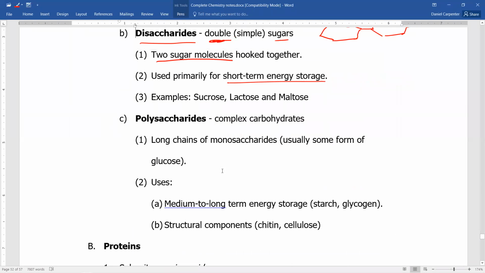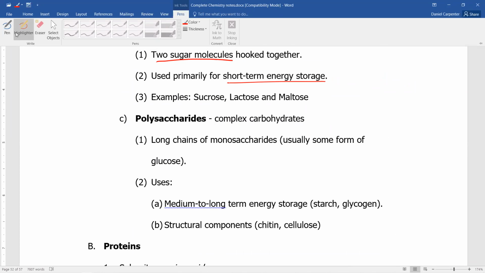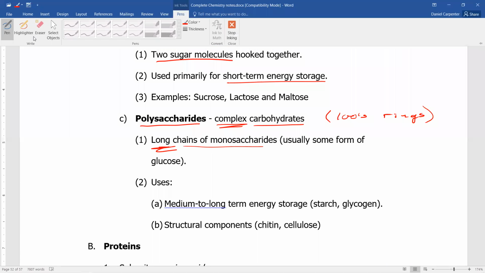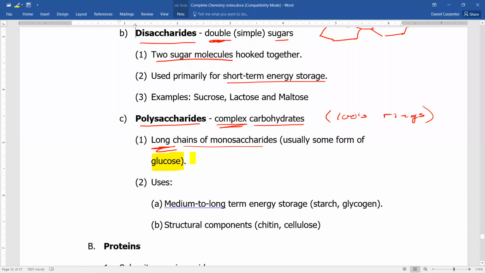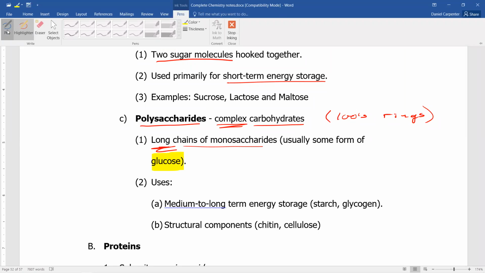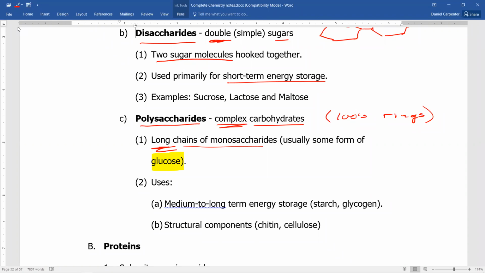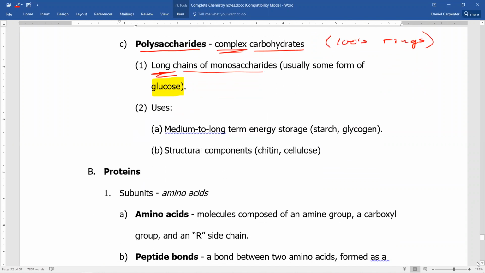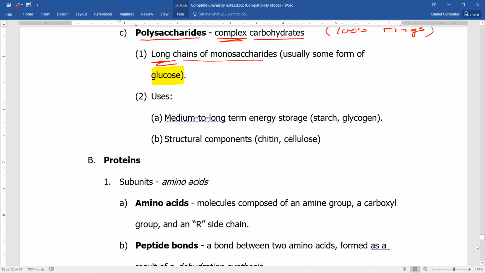And then we had the polysaccharides, which were the complex carbohydrates. These are up to hundreds of rings hooked together. Long chains of monosaccharides, usually glucose. It may be always glucose, but one thing I've learned in science is as soon as you say always or never, there's going to be some obscure exception.